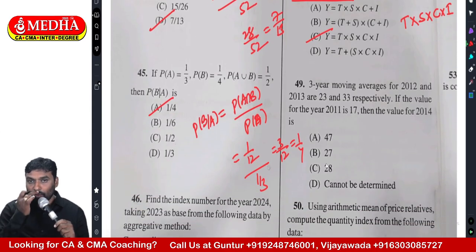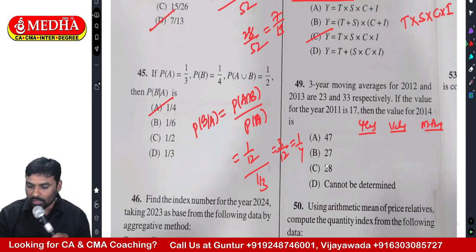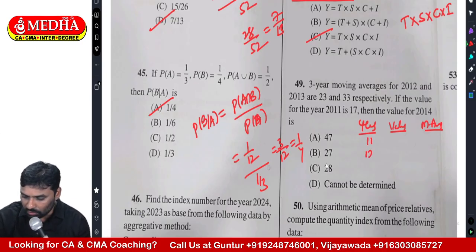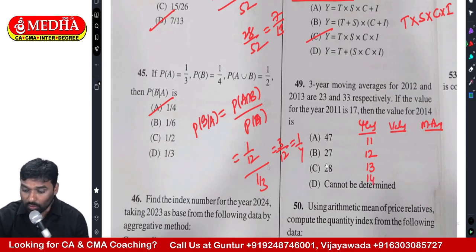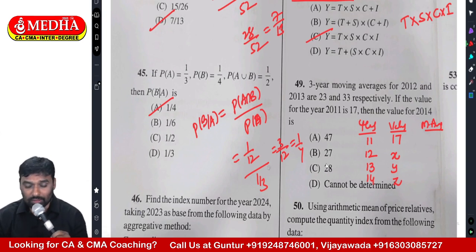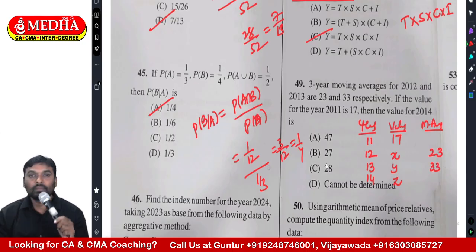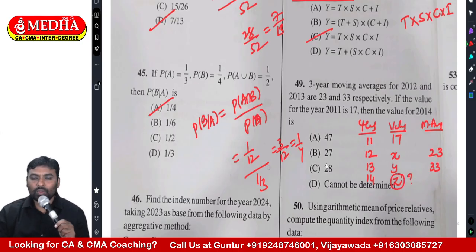Next, 49, moving averages question. So the given data, years, values, and moving averages. The given years are 2011, 2012, 2013, 2014. The 2011 value is given, 17. 12, 13, 14 values are not given. So since values are not given, we take them as x, y, z. But 2012 moving averages value is given, that is 23, and 2013, 33. Okay, what do we need to find here? We need to calculate the 2014 value. Sir, how to calculate this value, sir?